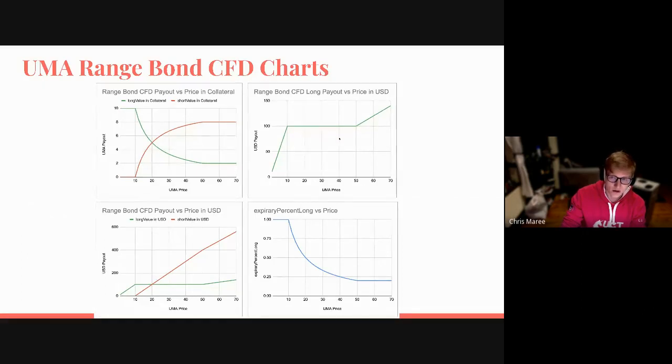I included the long side separately because the short side kind of dwindles the long side, making it a bit harder to read. And the expiry percentage long is basically just showing how the value is shifting between the long side being fully in the money at the low price, or not in the money, but having all the collateral entitled to them, versus the long side having only 0.2 collateral entitled to them over here.